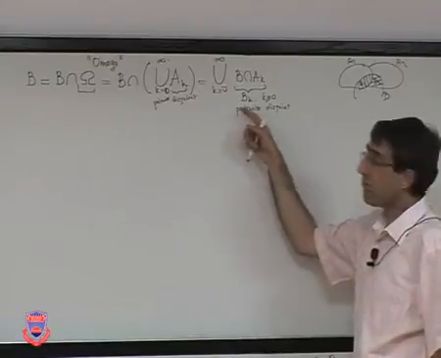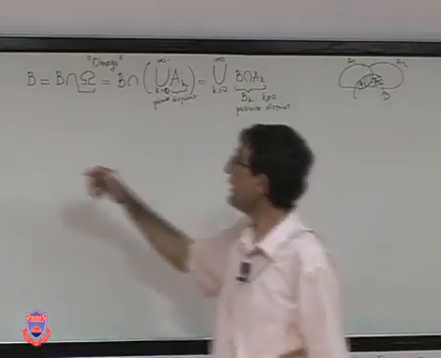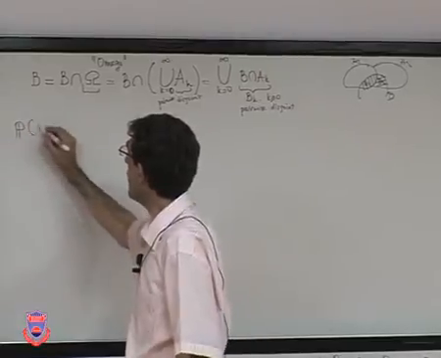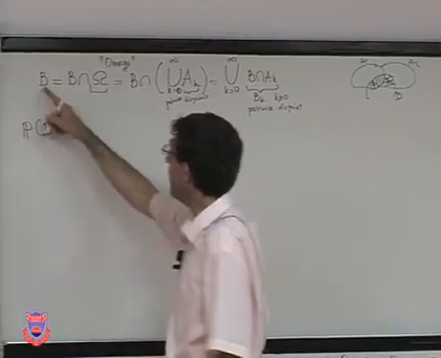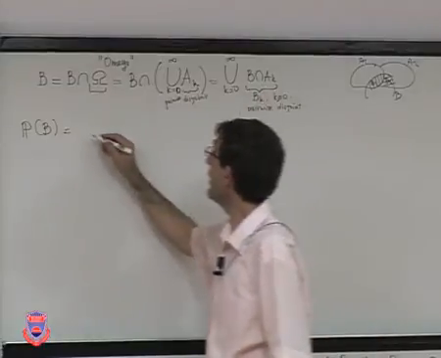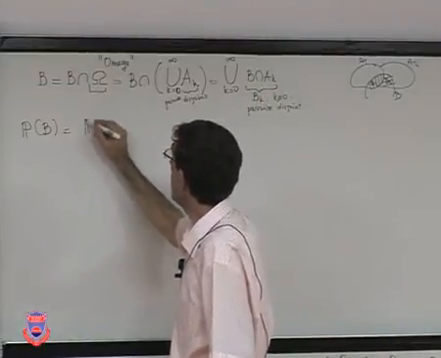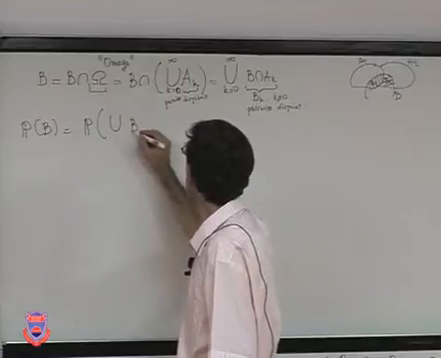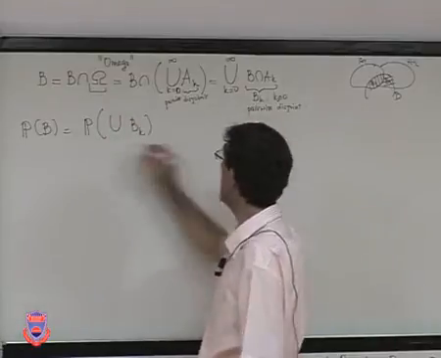Why do I need to make a note of this? Well, now it is time to calculate the probability. If B equals the union of all these, then let me write it like this, and we call them B_K.